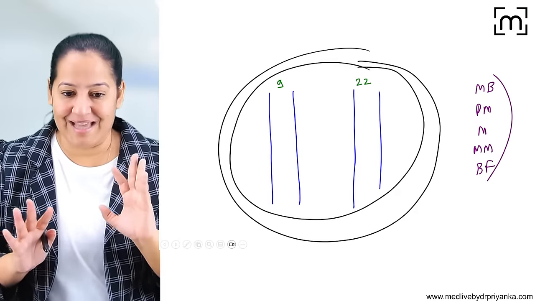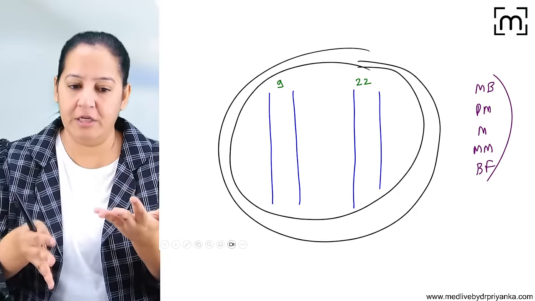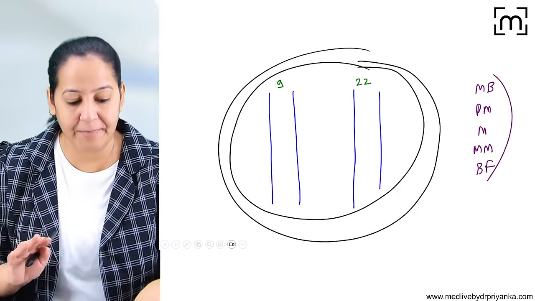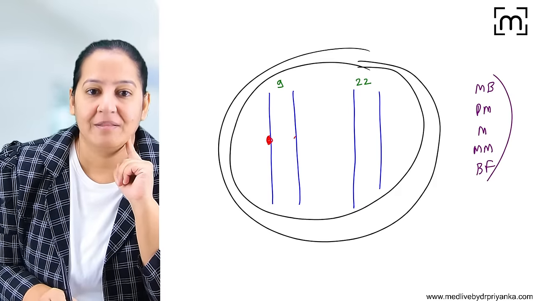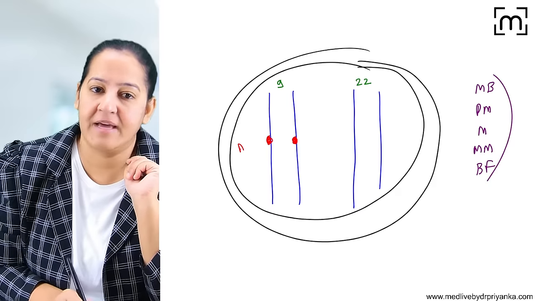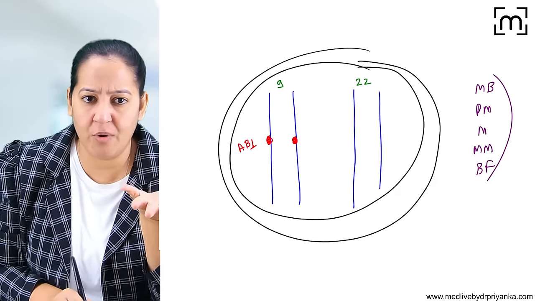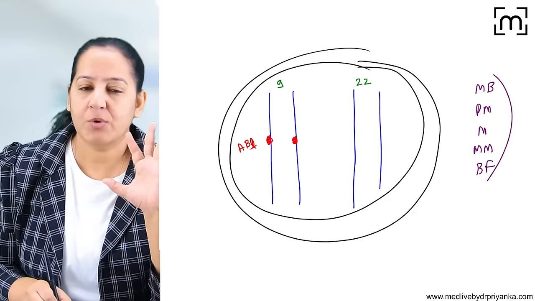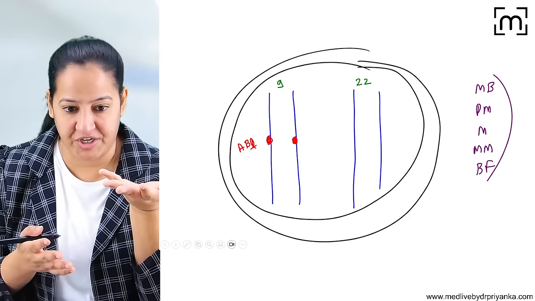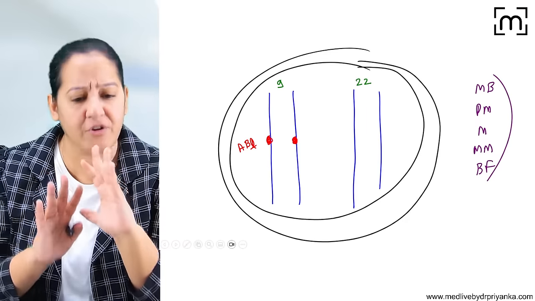So listen, what is happening? Normally, in me, in you, in all healthy adult human beings, on chromosome number 9 there is a gene. The name of that gene is the ABL gene. It is normal, present in everyone. It is doing its normal function, which is mitosis, but under control.